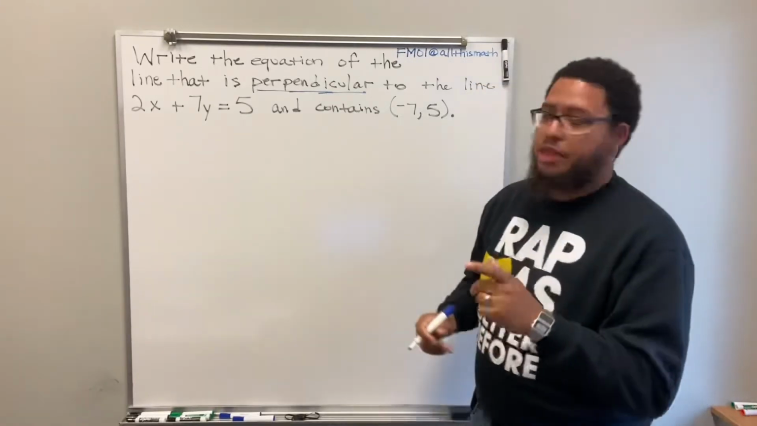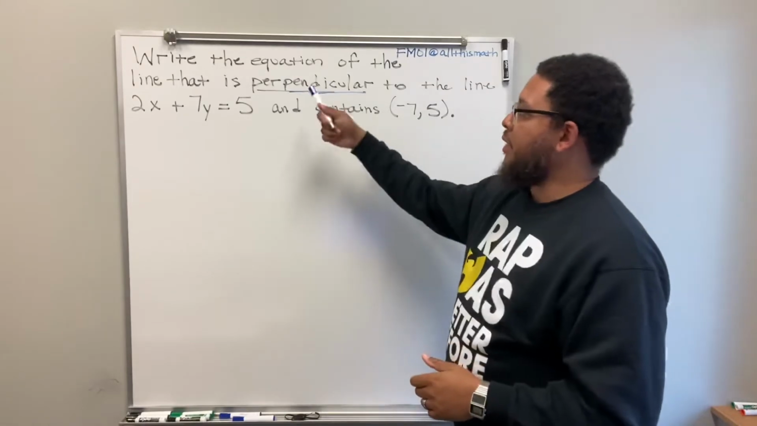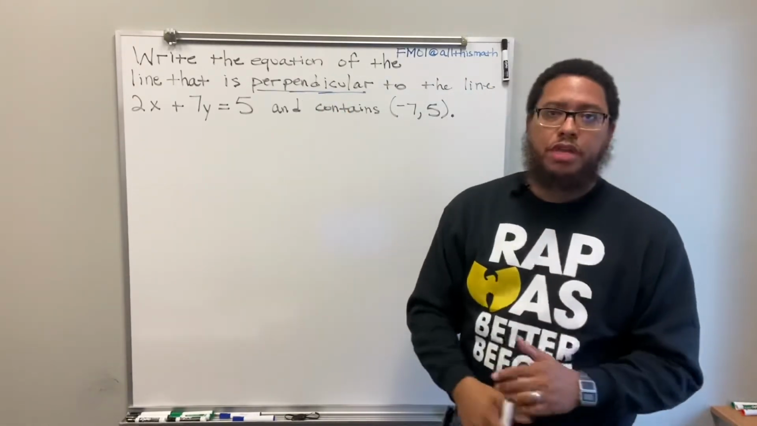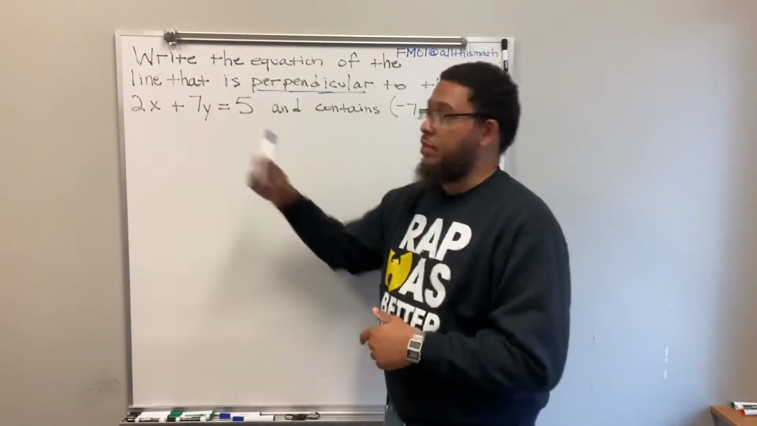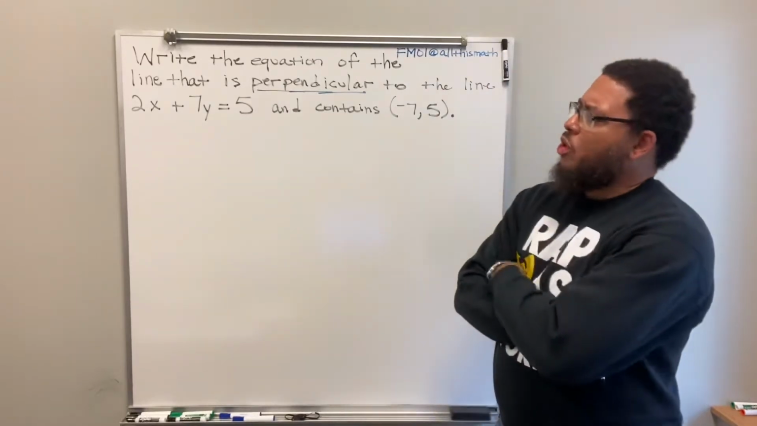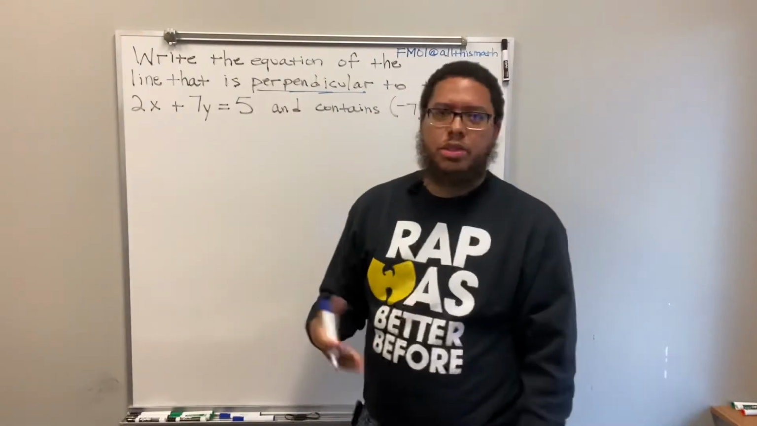Now, another thing I want to tell you, and this is what I call a pro tip. Whenever you see a problem like this and they start talking about perpendicular or parallel, automatically start thinking about the slope. Start thinking about what the slope is of the line that you're given. So that's the first thing I want to know. What's the slope of this line right here? 2x plus 7y equals 5. What's the slope of that?